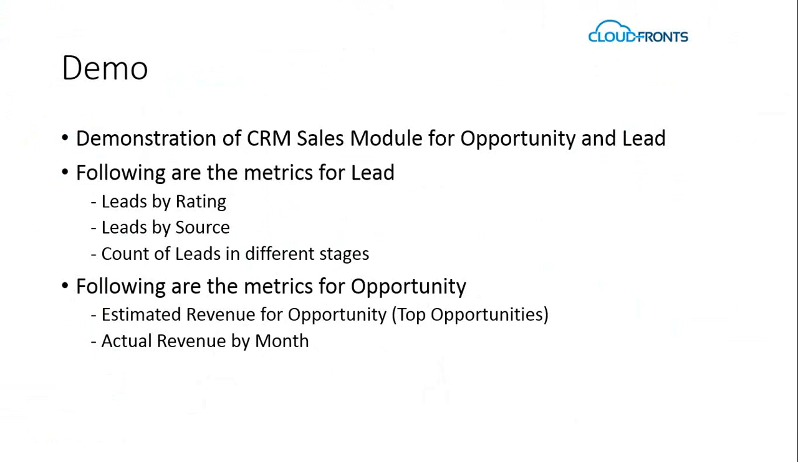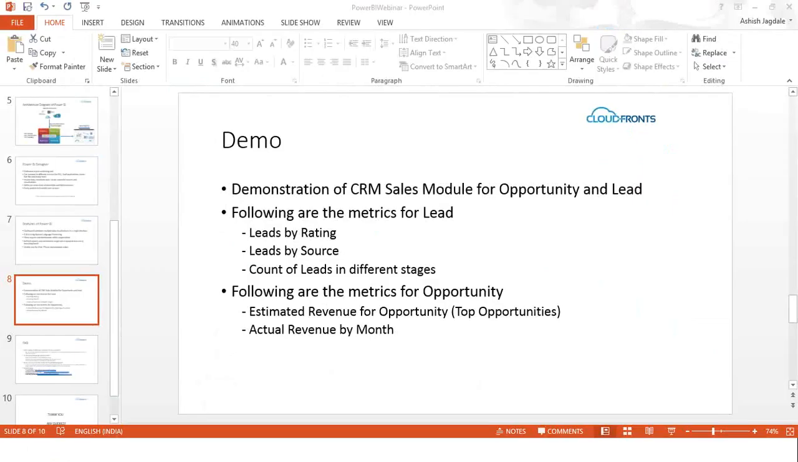We are going to demonstrate the CRM sales module. We are going to focus on the opportunity and lead entities, and we'll be tracking metrics like leads by sources, leads by ratings, and count of leads in different stages. For opportunity, we'll be tracking metrics like estimated revenue for opportunity by months, and we'll also try to find out which are the top opportunities in coming months. And finally, we'll also track the actual revenue from the opportunities won by month.